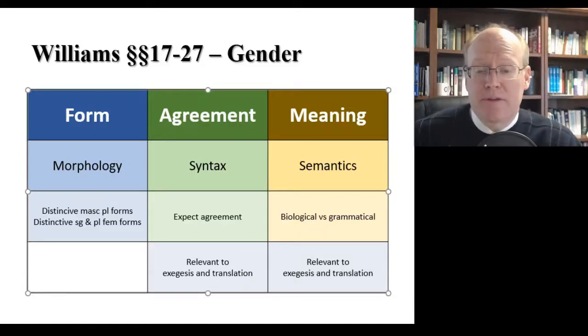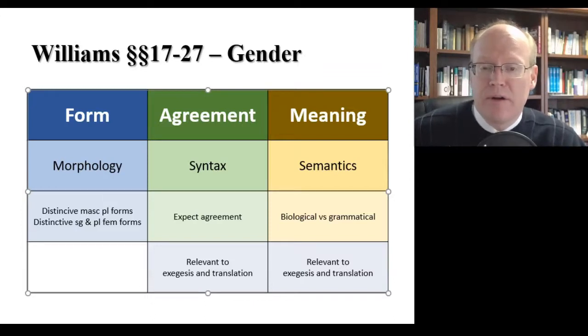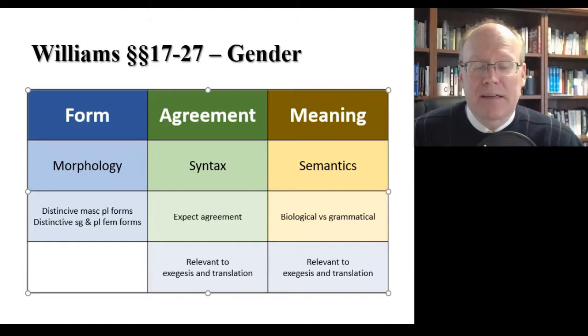As you know, Hebrew has two genders, masculine and feminine. In Williams' sections 17 to 27, he covers various features of Hebrew gender. I want to introduce you to three categories that I think are important to help you think about gender in Hebrew. And I've colored them three different colors below. There is gender of form, gender in agreement, and gender in meaning. The technical terms would be morphological gender, syntactical gender, and semantic gender.